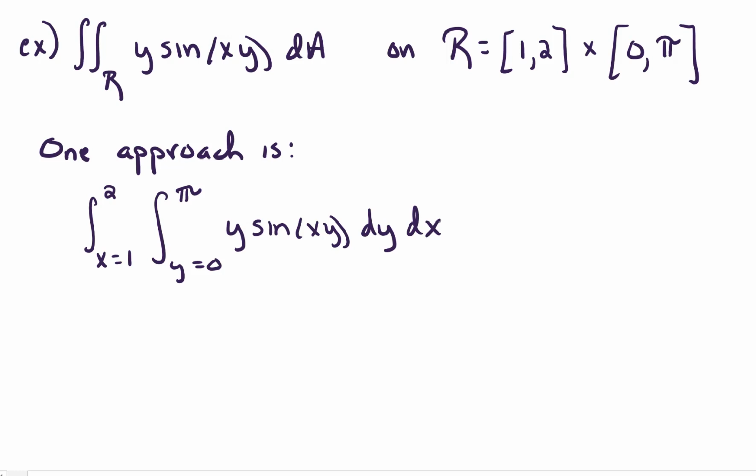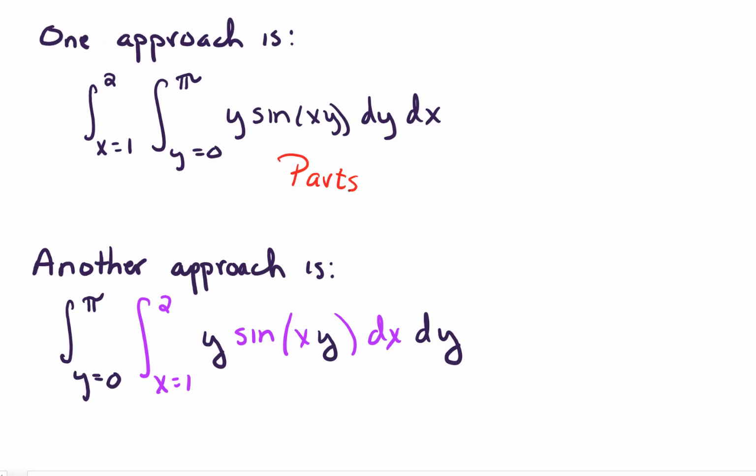All right, now one way to do this is to say the integral from x equals 1 to 2, integral from y equals 0 to pi of y times sine xy dy dx. This is going to be difficult. It's not impossible, but this is going to involve integration by parts. So we can do that, but maybe there's an easier approach. The other approach is to change the order of integration, and since our integrand is continuous, by Fubini's theorem we'll get the same answer no matter which way we go. The second approach is a little bit easier here, so let's take a look at how that would work.